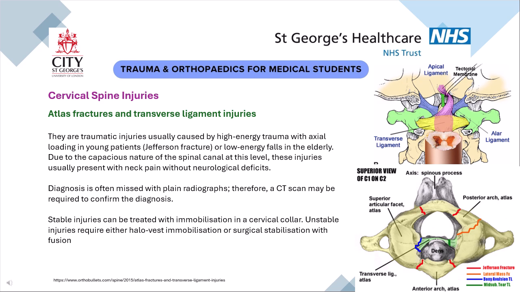If we start at the top with the cervical spine, we'll look at the very top with the atlas fractures. So these are either traumatic injuries in the young or very low energy injuries in the elderly. Typically they do not present with any neurological deficit, but with neck pain. It's quite hard to see these on a plain X-ray just because of the bones around it and the size of the bone, and they're often picked up on a CT scan.